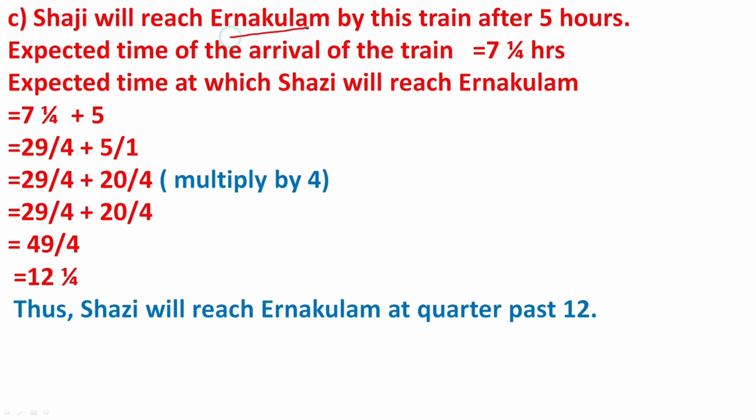Saji will reach Ernakulam by this train after 5 hours. The expected time of arrival of the train is 7 1 by 4 hours. So the expected time at which Saji will reach Ernakulam is 7 1 by 4 plus 5 hours. After 5 hours only he is reaching. So adding, 7 fours are 28 plus 1 is 29 by 4. Multiply the numerator and denominator of 5 by 1 by 4, so the fraction will become 5 fours are 20 over 4. So denominators are equal. Now we can add the numerators: 29 plus 20 is 49 by 4. If you divide, you will get 12 1 by 4. That is quarter past 12.